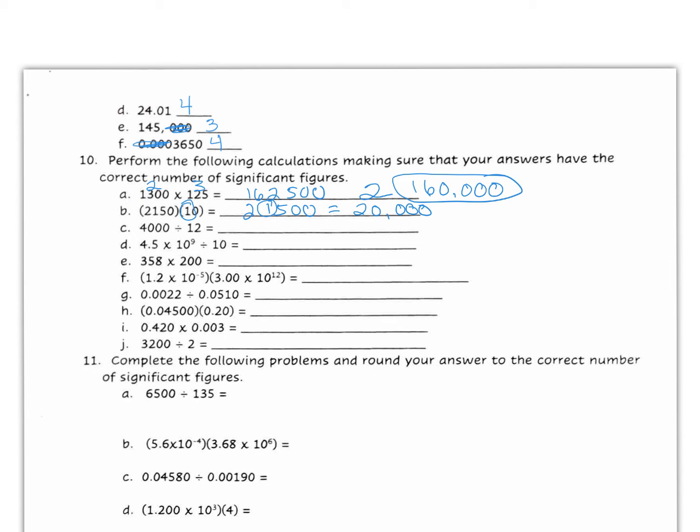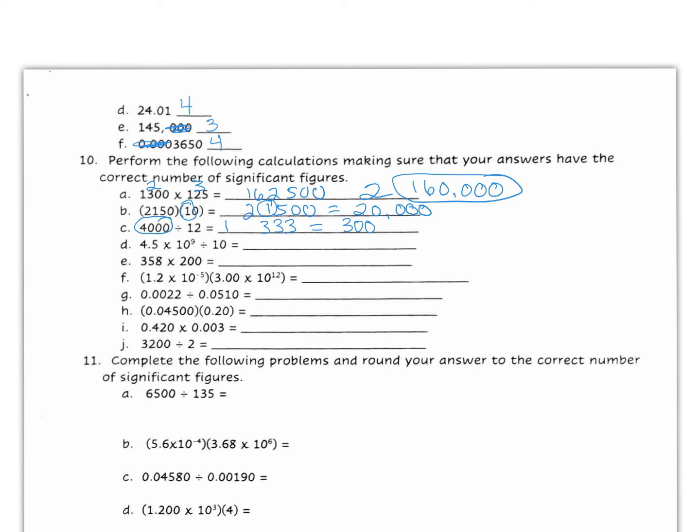All right, the next one, we got the same situation. Because of that number, my answer can only have 1 significant figure, and that is what makes it really challenging. So we have 4,000 divided by 12, and we have all 3s. So basically you have 3, 3, 3, and 0.333. So basically I have to round this to 1, so I'm going to say 300.